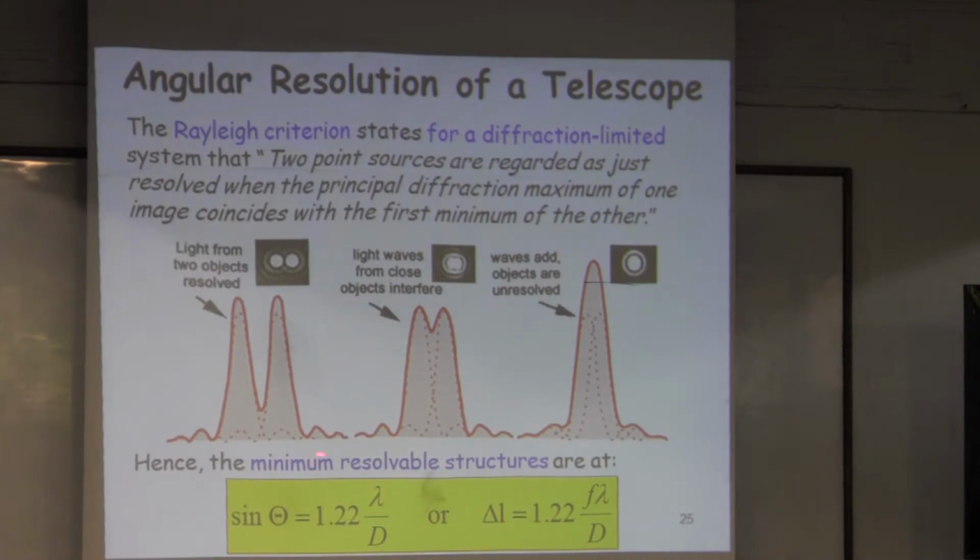So the conclusion is the minimum resolvable structures are given by this equation. Either sine theta is 1.22 lambda over d, or in radians, then the physical distance at the detector. I mean, this is of course an angular unit, right? 1.22 lambda over d. This is the angular space on the sky. But of course, you can also say what it would be in millimeters.